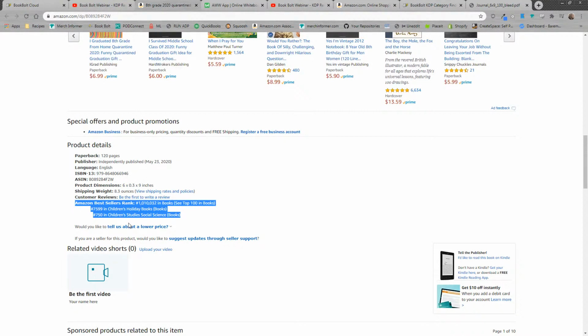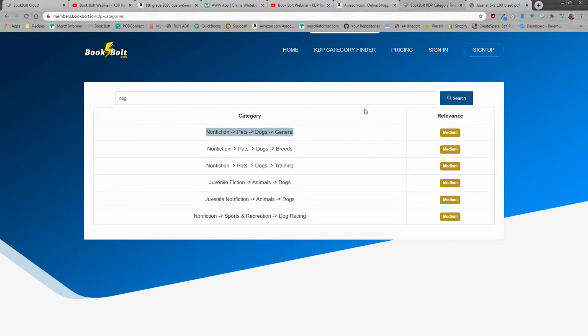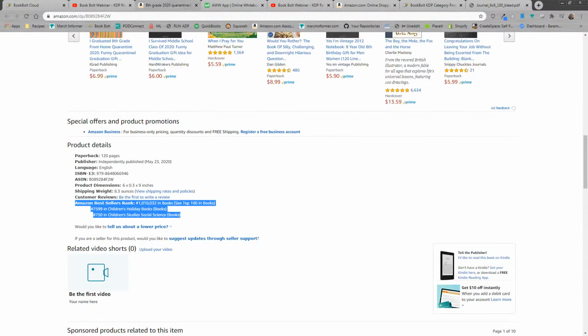So keep that in mind. Look at these categories and try to get close to them, and then Amazon will do its thing in the background. But this category finder right here is very, very helpful. Okay, so let's get into some of these keywords.